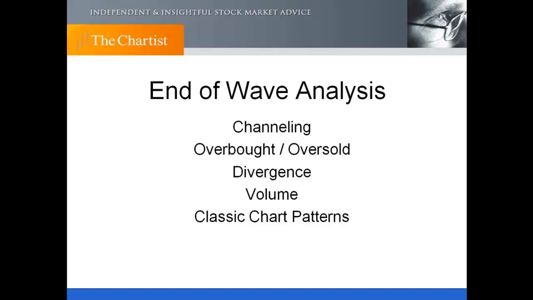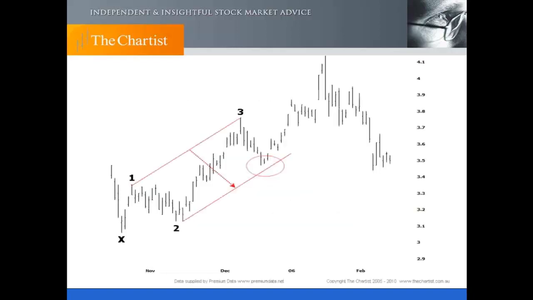So end-of-wave analysis, here's some that I've thought of. There's probably more. So channeling, overbought, oversold, divergence, volume, and classic chart patterns. And these are all part of what we do here with Elliott Wave. And we're very different here at the Chartist because we use all these techniques. So channeling, we can identify retracement pauses and extensions. And we use this sometimes.